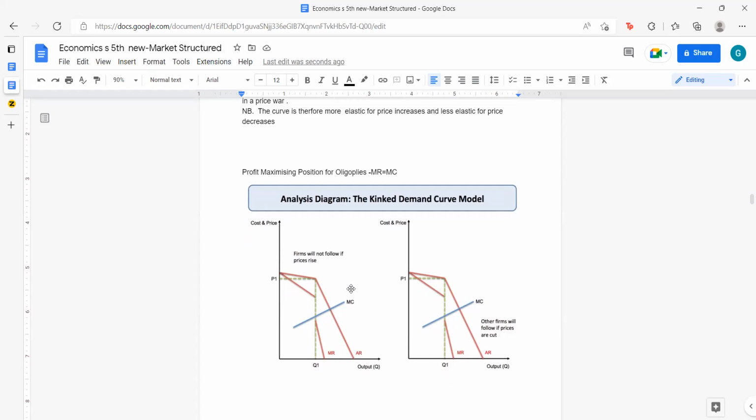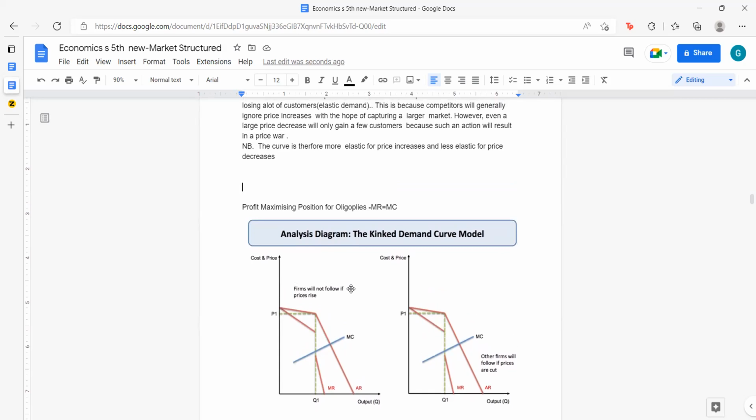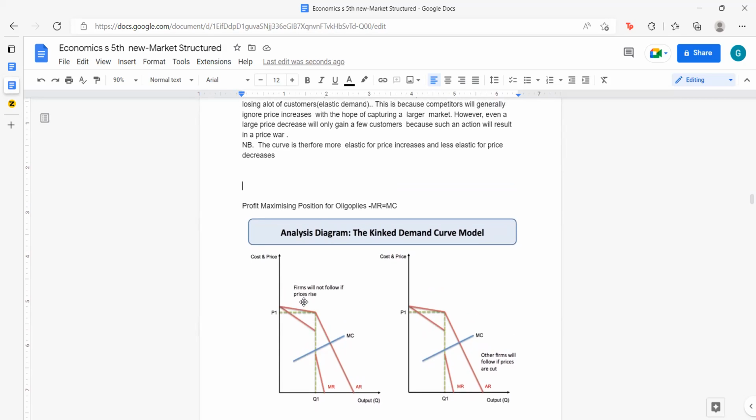Remember when we did one of the past papers, they had the MC curve as a line? So this is just to show you the curve can appear like this as well. It's the exact thing we did earlier, so you don't necessarily need to copy it again. Actually, don't copy it again because it's the same thing. Right? It's just showing you though that firms will not follow if prices rise. And you can see that from the nature of the curve. Right? And here, other firms will follow if prices are cut because they don't want to lose customers.